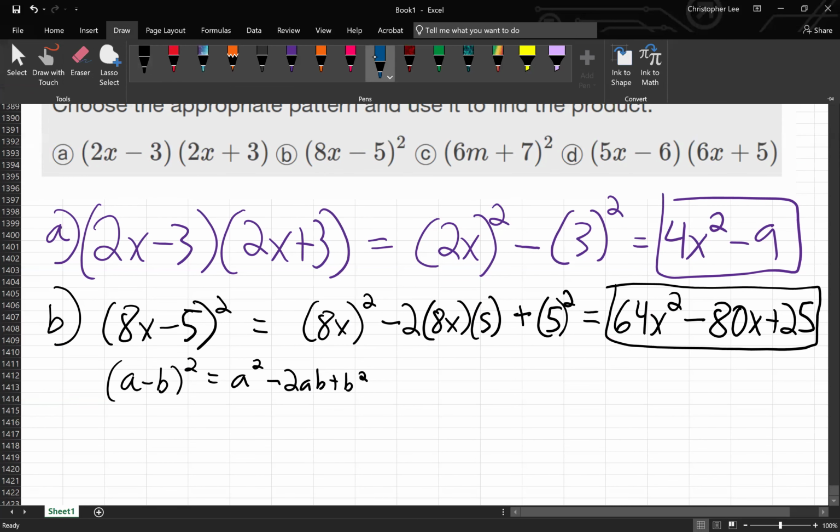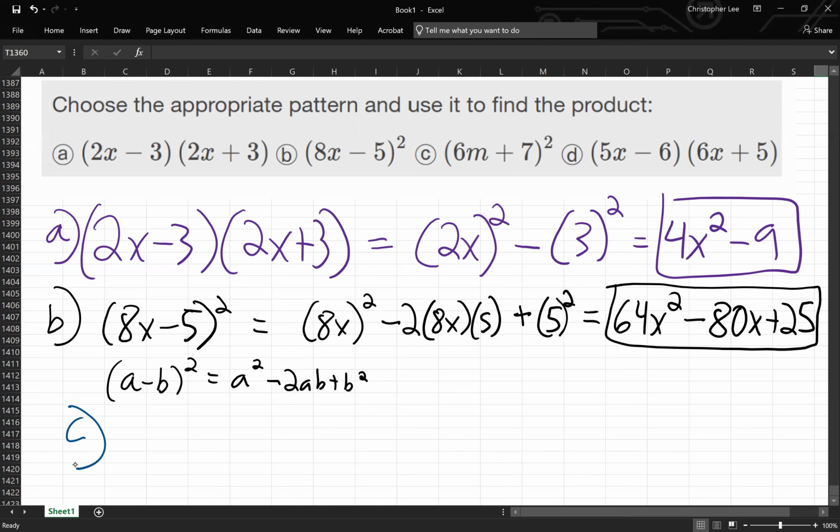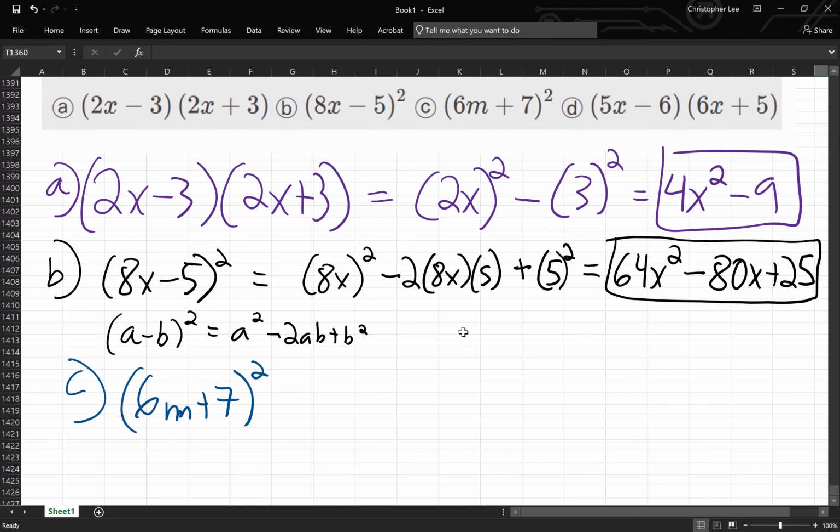All right? Let's look at C. Oh, baby. 6m plus 7 squared. Literally the same question we just did, except, right? This is a sum, right? So you already know what happens with the sums, right? This is going to be a plus b squared. So this is a squared plus 2ab plus b squared.